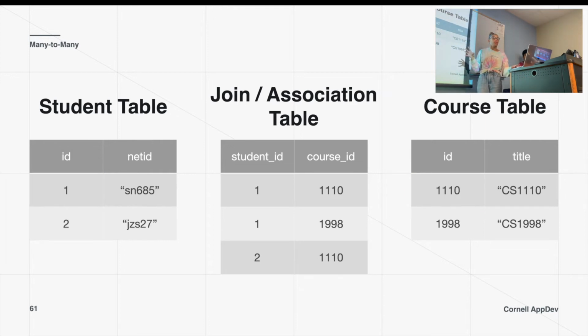And then say I'm a student with ID 2, and I want to enroll in CS 1998. It doesn't take much work. All it takes is adding one more entry into our join association table: a relationship between the student with ID 2 and the course with ID 1998. Now it's saying that I, Jessica, am enrolled in the course CS 1998. So adding or finding relationships is much more space and time efficient with a join association table.